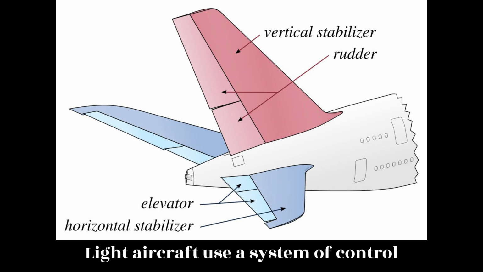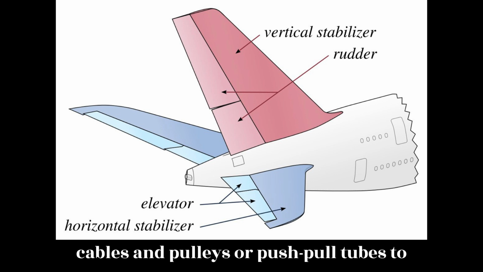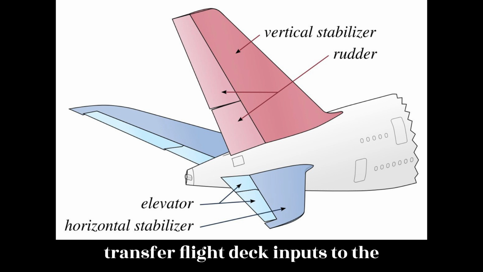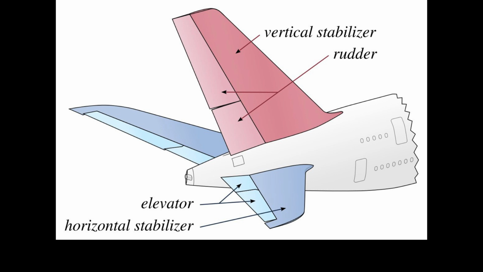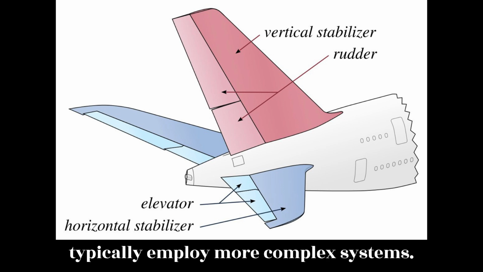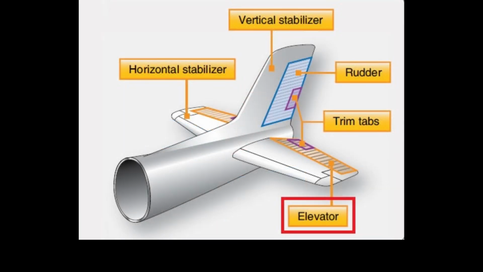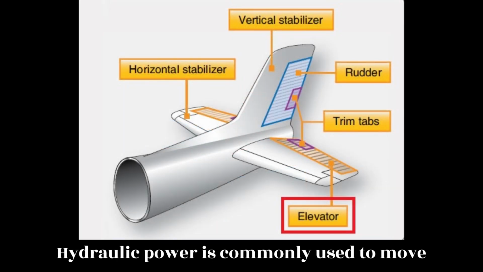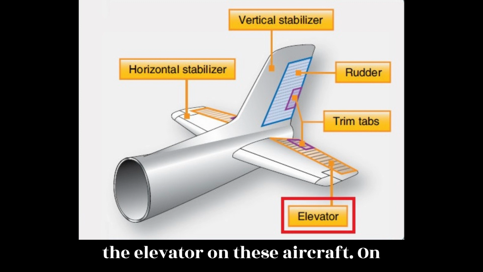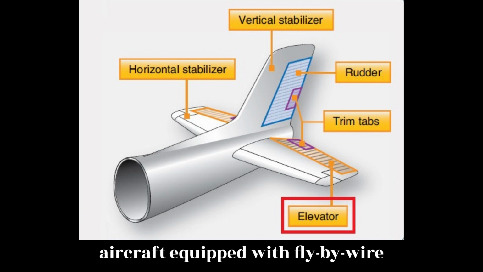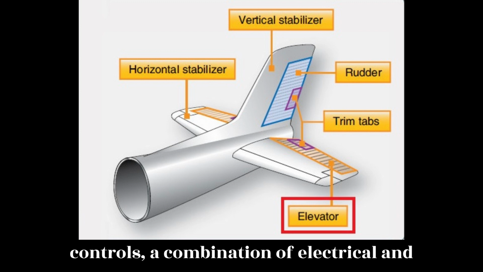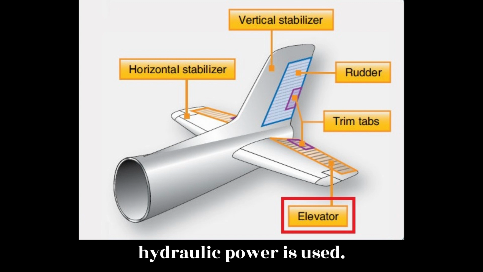Light aircraft use a system of control cables and pulleys or push-pull tubes to transfer flight deck inputs to the movement of the elevator. High-performance and large aircraft typically employ more complex systems. Hydraulic power is commonly used to move the elevator on these aircraft. On aircraft equipped with fly-by-wire controls, a combination of electrical and hydraulic power is used.